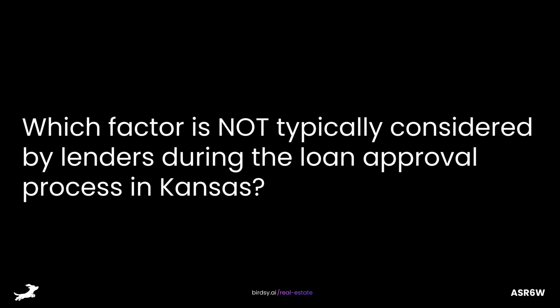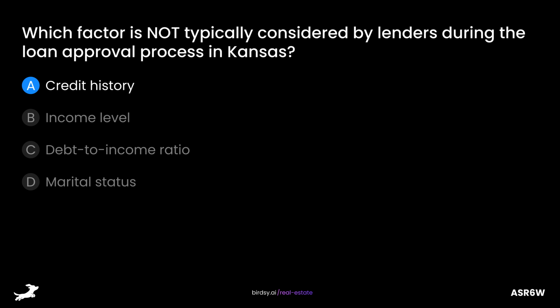Which factor is not typically considered by lenders during the loan approval process in Kansas? Is it A, credit history, B, income level, C, debt-to-income ratio, or D, marital status? The answer is D, marital status.